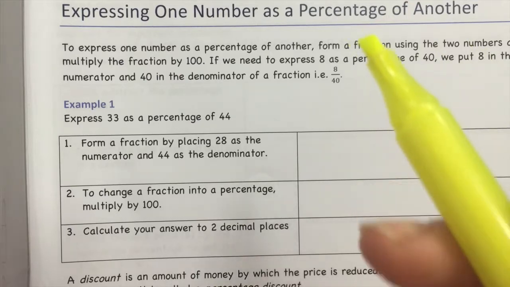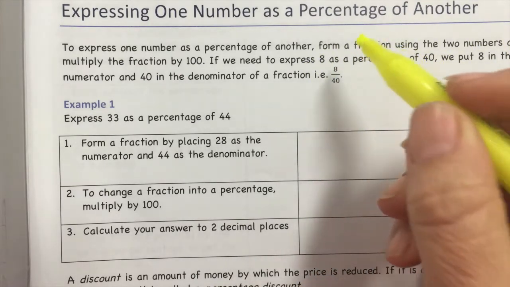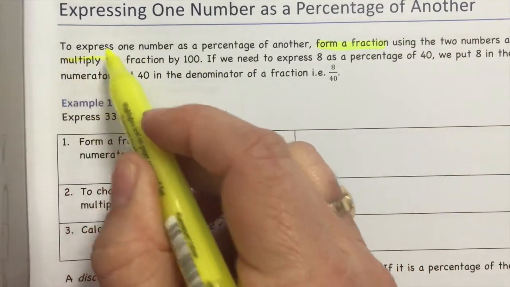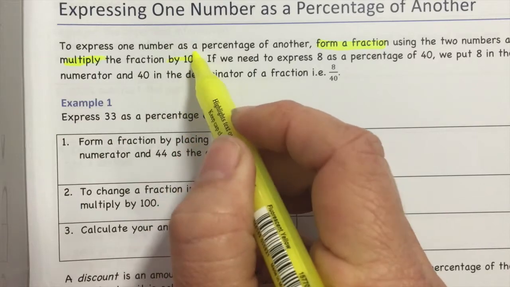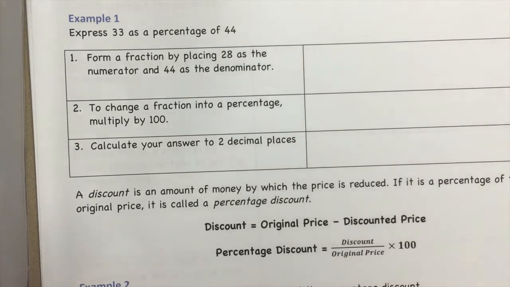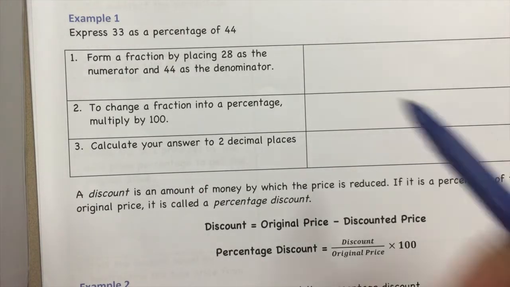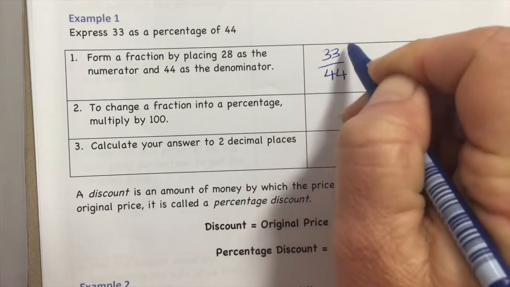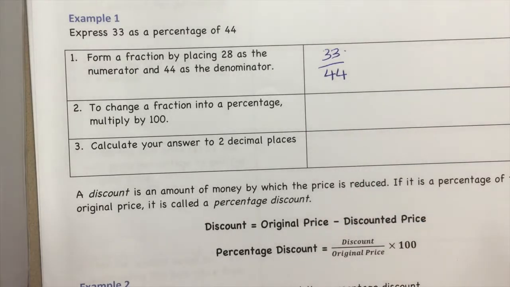So let's highlight the important information to start with. You'll need to form a fraction and you'll need to multiply by 100. That's the most important information that you have there. Let's have a look at the very first example. It asks you to express 33 as a percentage of 44. Same as the first one, that would be like getting 33 out of 44 on an exam and being asked what percentage you got. So remember, it's 33 out of 44, or 33 as the numerator and 44 as the denominator.